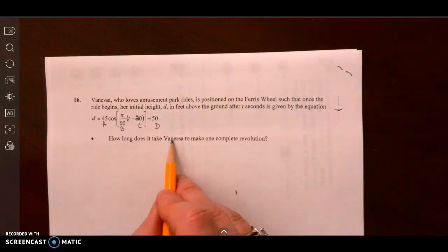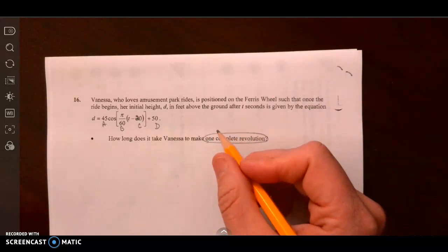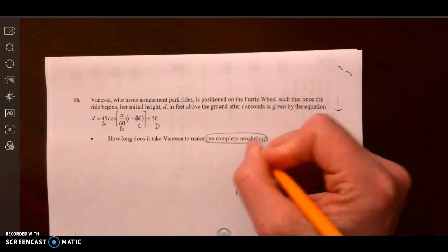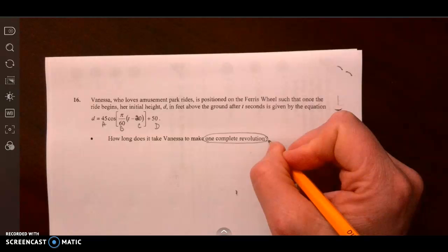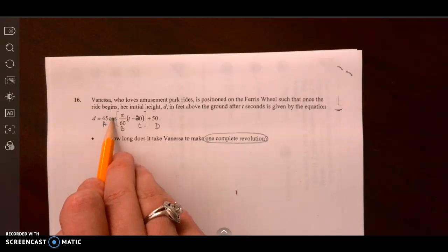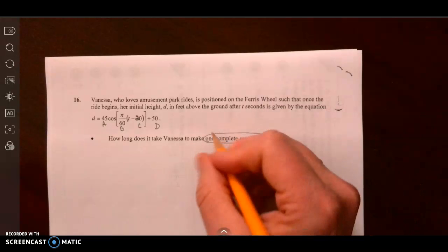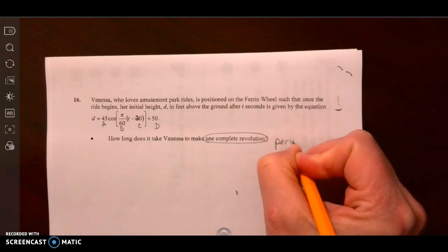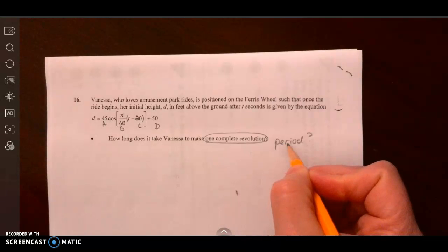How long does it take Vanessa to make one complete revolution? Remember, a complete revolution, one whole time around, is the same as a period. When we go all the way around the unit circle, we've done a complete sine or cosine curve. Since we're dealing with cosine, it would be one complete time around the circle, or one period. So what we need to do is figure out what the period is. That's really what this is asking for. One complete revolution is the period.